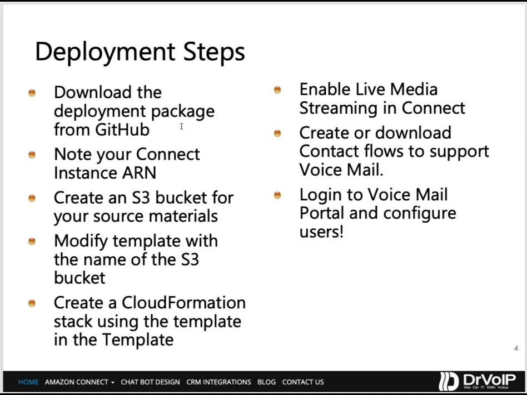You're going to download the deployment package from GitHub. You're going to make sure you know your ARN of your Amazon Connect instance. You're going to need to create an S3 bucket, which is going to house the initial source material for the deployment. Again, you'll understand as we actually do this. You'll modify the template with the name of the S3 bucket you created. And then you're going to create a CloudFormation stack using that template.